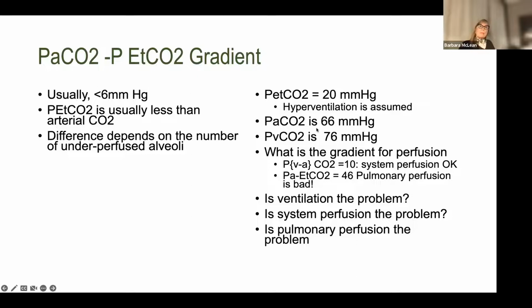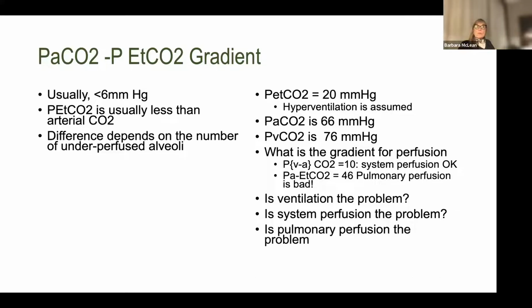I'm not clearing this carbon dioxide. I'm not overproducing. It's only 10 above here. It's not overproduced, I just have a high level remaining, and that's why the venous CO2 is high, because the remaining CO2 is high. So your PaCO2 is 66, your venous CO2 is 76, your end-tidal is 20. You're not perfusing the lung.